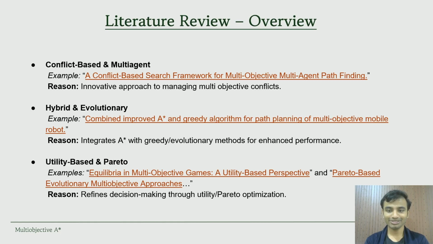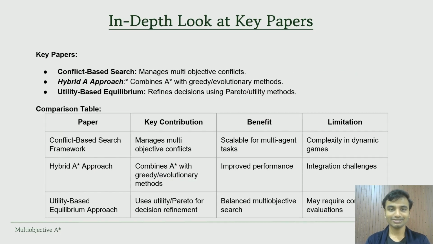And in the third category, there are 2 papers. In those 2 papers, we talked about utility-based and Pareto models. The utility-based and Pareto model actually helps to make the decision for the optimization in the algorithm. Moving on to the next slide, there are in-depth key points to look at in these papers. As I told you previously, there are 3 categories that we divided the papers into, and in the given table we can see the paper names and the category, key contribution, benefits and limitation for each of the papers. The first paper has scalability of multiple tasks as its benefit, the second paper has improved performance, and the third paper has balanced multi-objective search.